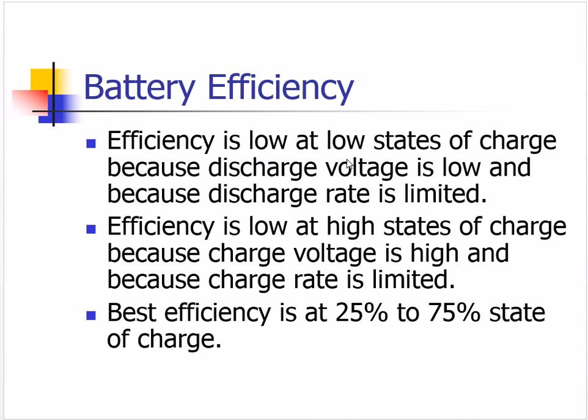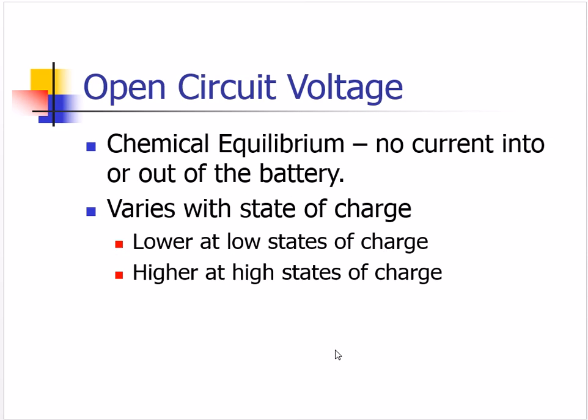And efficiency is low at low states of charge because the discharge voltage gets low. The efficiency is low at high states of charge too, because the voltage required to charge it is high. And we also have to reduce the rate that we charge. It's in the middle that we really get the best efficiency, between about 25% and 75% charge is where we get the best efficiency out of the batteries.